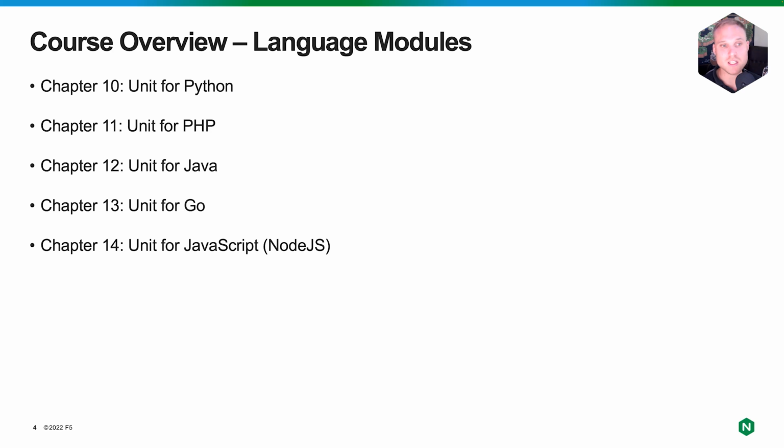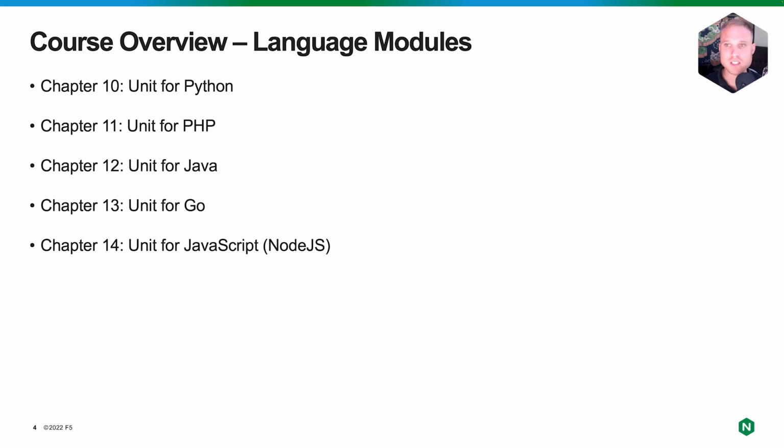Chapter 13 is Unit for Go. So if you're a Go developer and you would like to have more control over the application processes, more control of your security, and want to learn how the language module for Go works, make sure you check out chapter 13. Chapter 14 is similar to Go, but for Node.js.